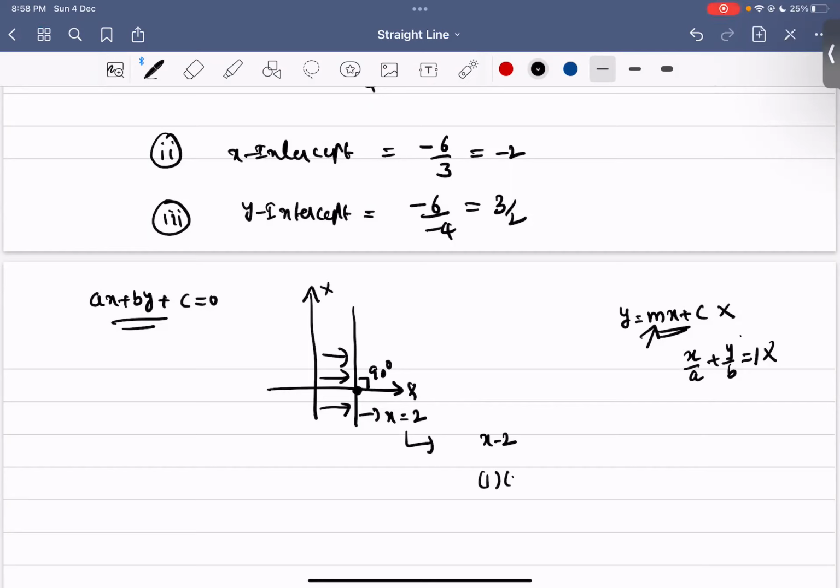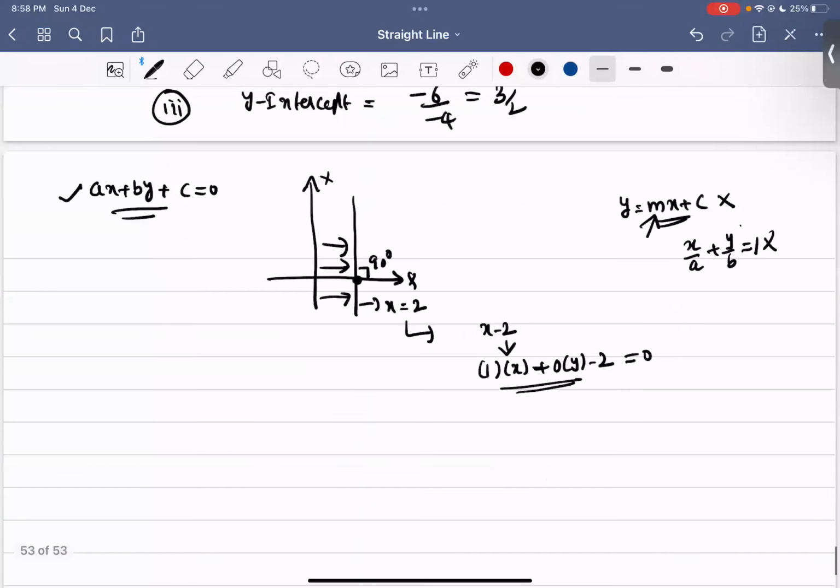This is 1 into x plus 0 into y minus 2 equal to 0. Can you write like this also or not? X minus 2 can be expressed in the general form. A is 1 here, B is 0, C is minus 2. So this situation can be handled with only ax plus by plus c equal to 0.